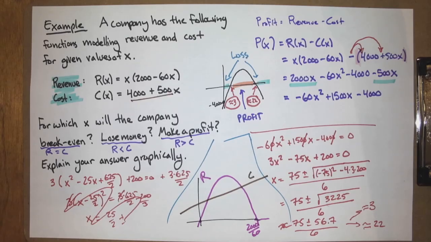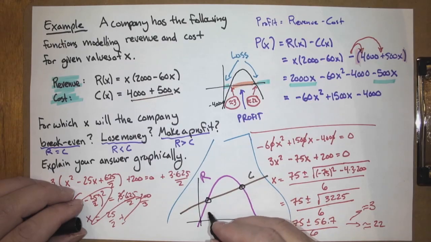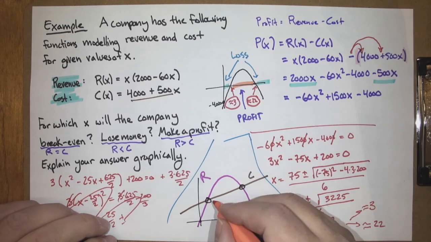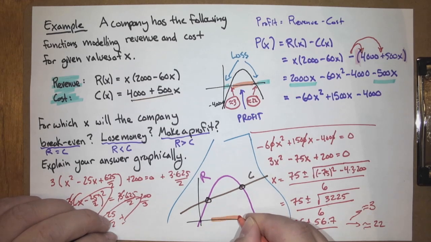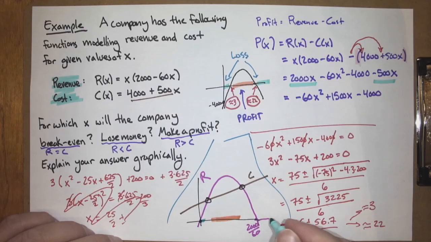And so, what is it you're trying to find? Your break even is where you get your intersections. That's where revenue equals cost. This part in between, this is again profit, and then, of course, outside of that, where cost exceeds revenue, that's where you're losing money.